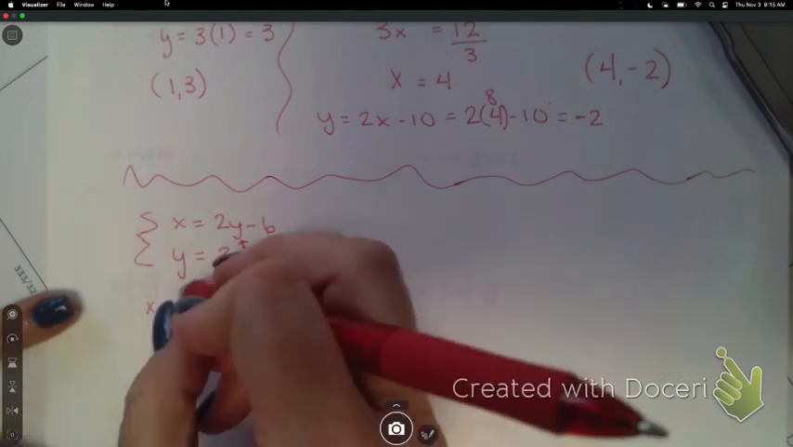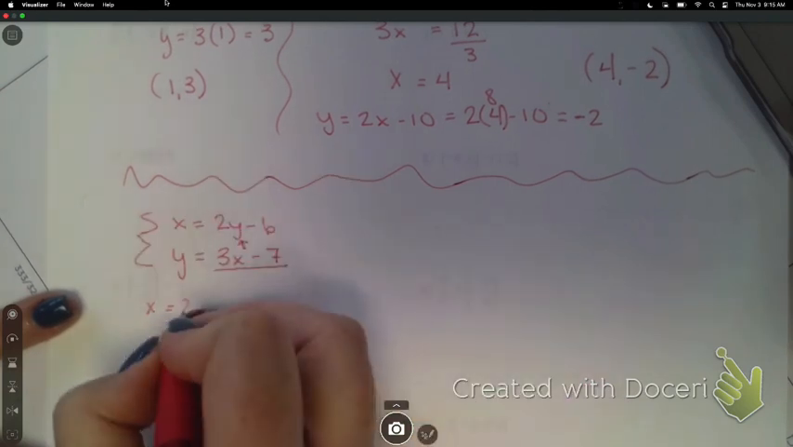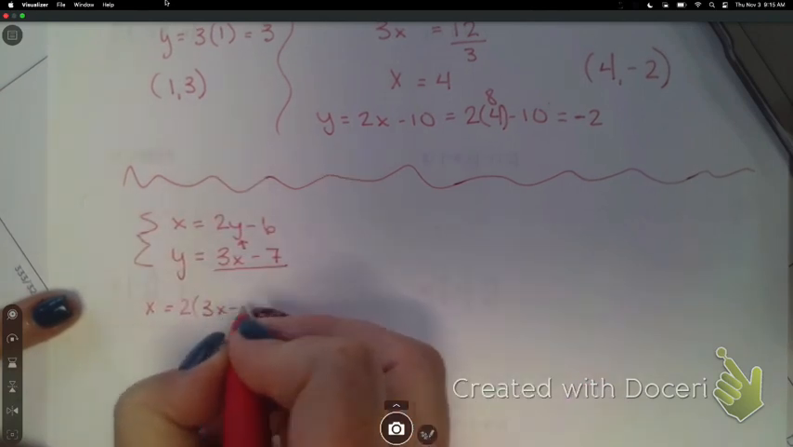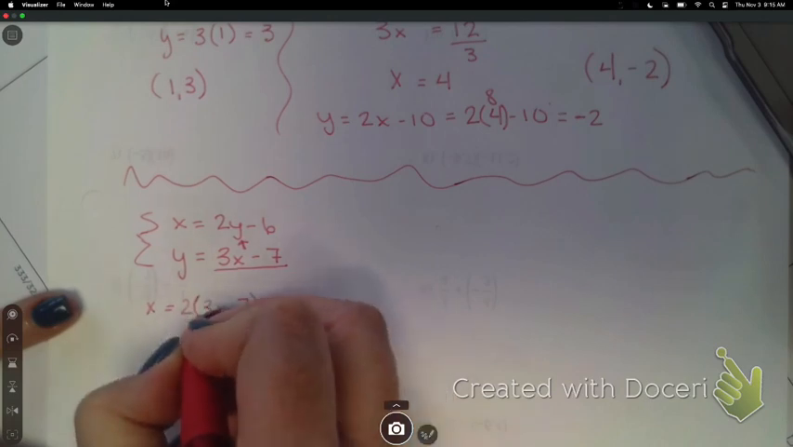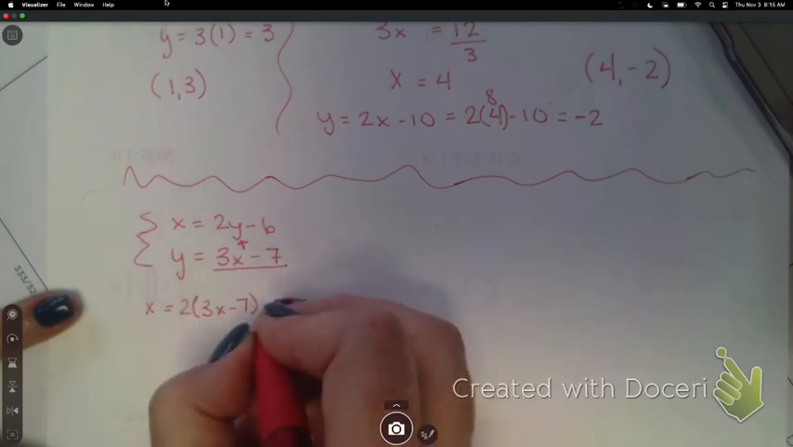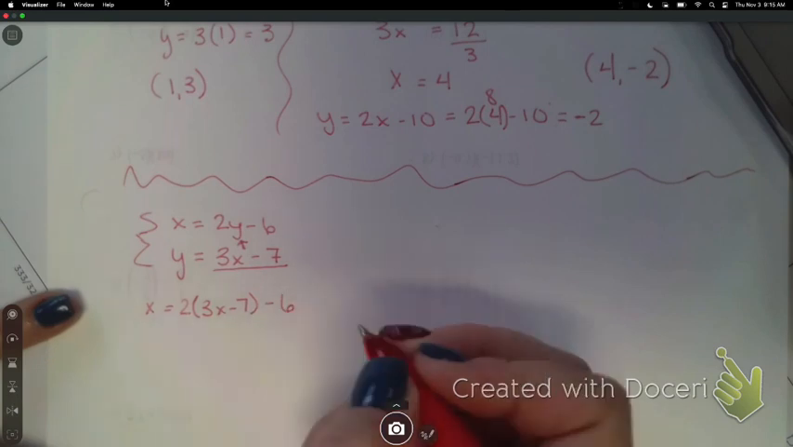Plug in y. So we're going to plug this in for that y, right? So x equals 2 times 3x minus 7. Do I have to put parentheses around the 3x minus 7? Yes. And then minus 6. Don't forget your minus 6.